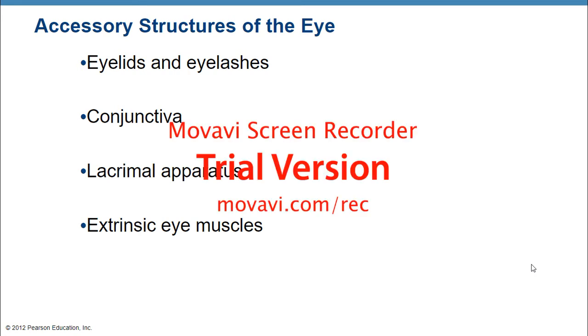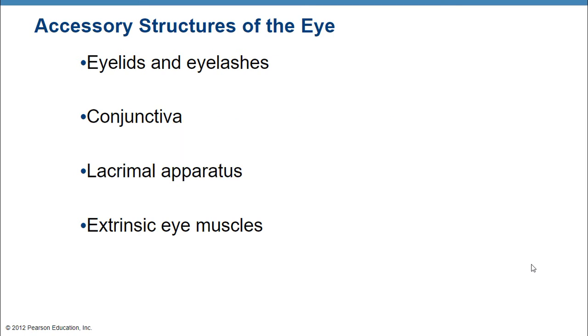The lacrimal apparatus, so that's going to be responsible for your tear formation and then the drainage of the tears. And we'll talk about that more in the next slide. And then the extrinsic eye muscles, 6 eye muscles, which we'll talk about also.